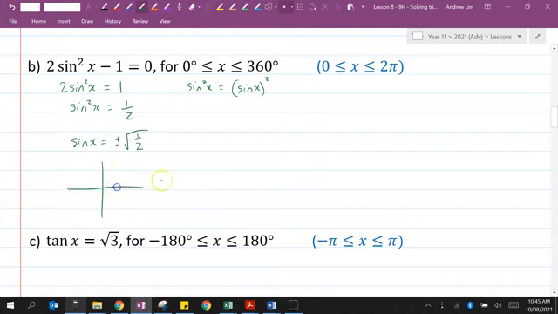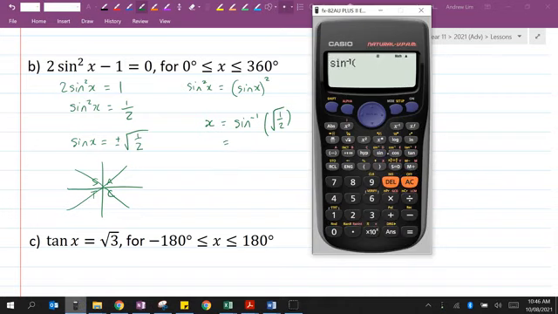So when we draw our quadrants, all stations to central, where is sine positive? Here and here. Where is sine negative? Here and here. So we actually need all four. Okay. So I'm going to say x is equal to the inverse sine of the square root of half. So find my reference angle.